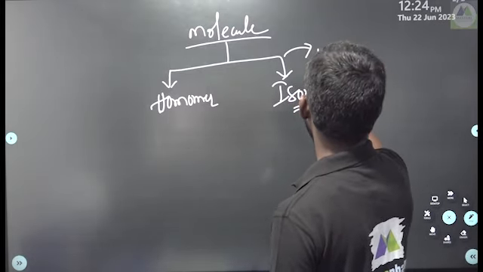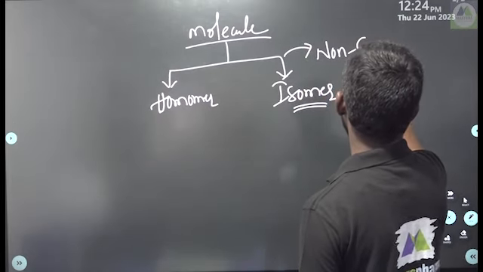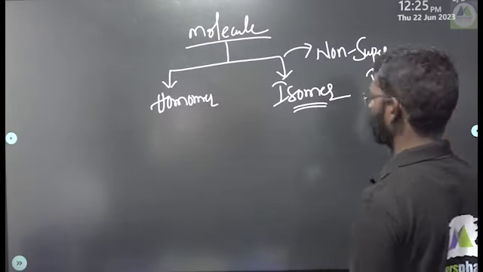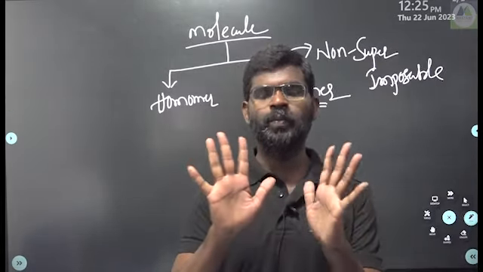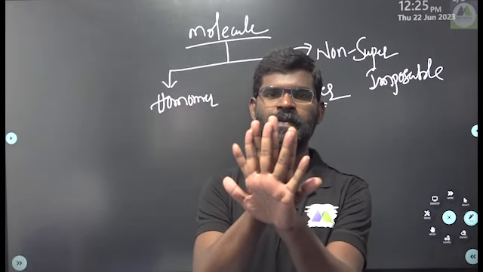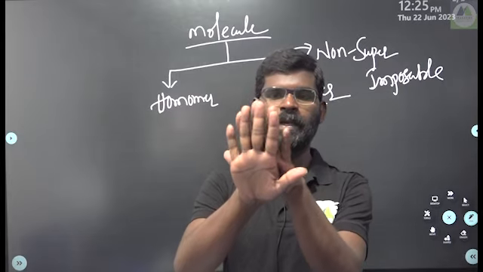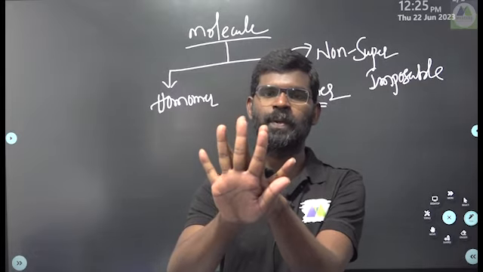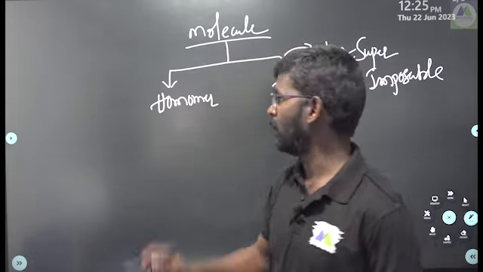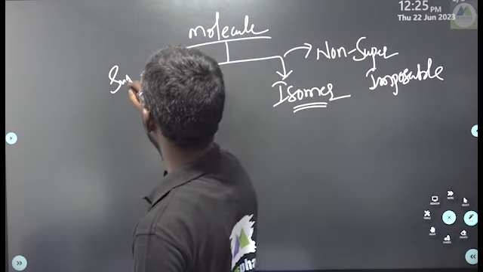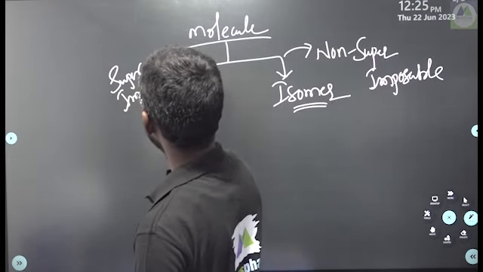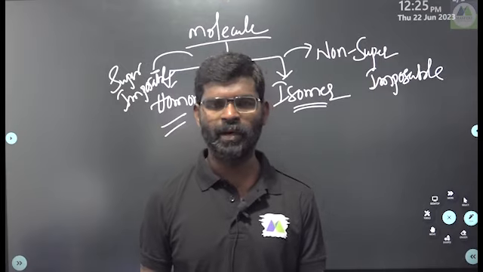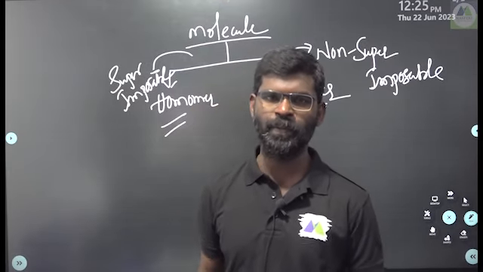Here, non-superimposable. Non-superimposable means one is not 100% matching with the other, like the right hand and the left hand, they do not match. This is called non-superimposability. If it is superimposable, that is called homomer. Homomer means the same, identical compound. Both are the same compound. That is called superimposability.